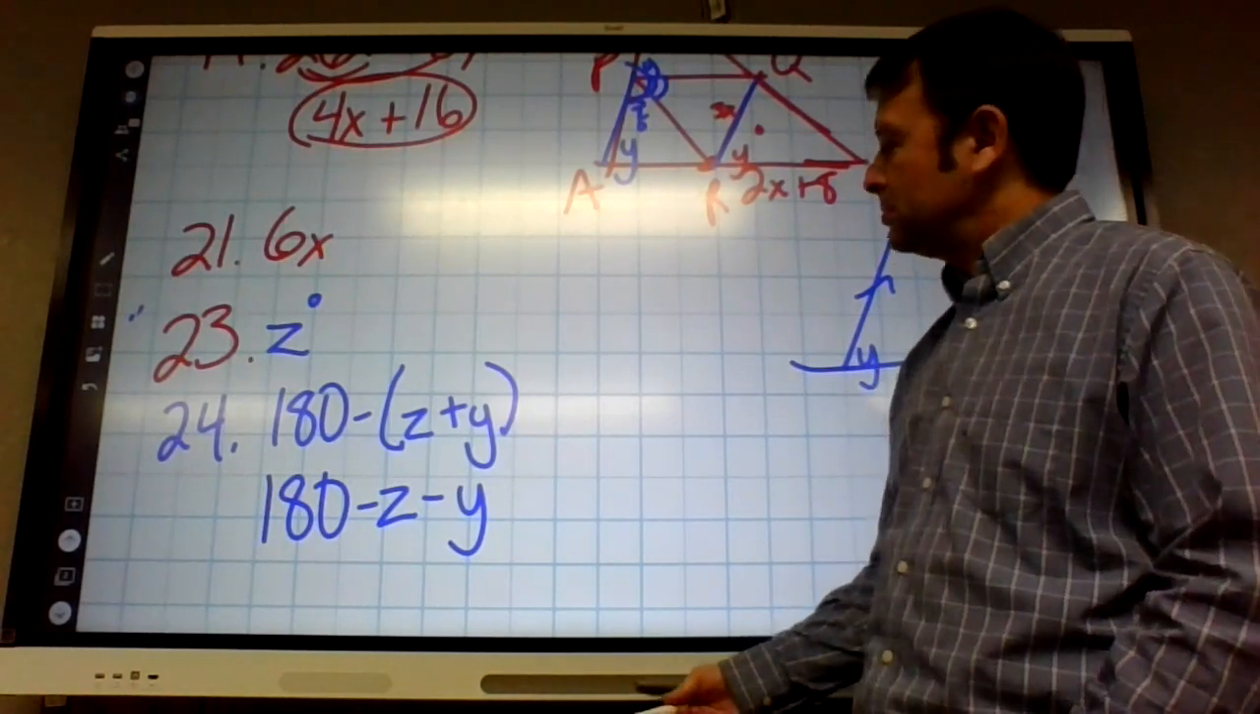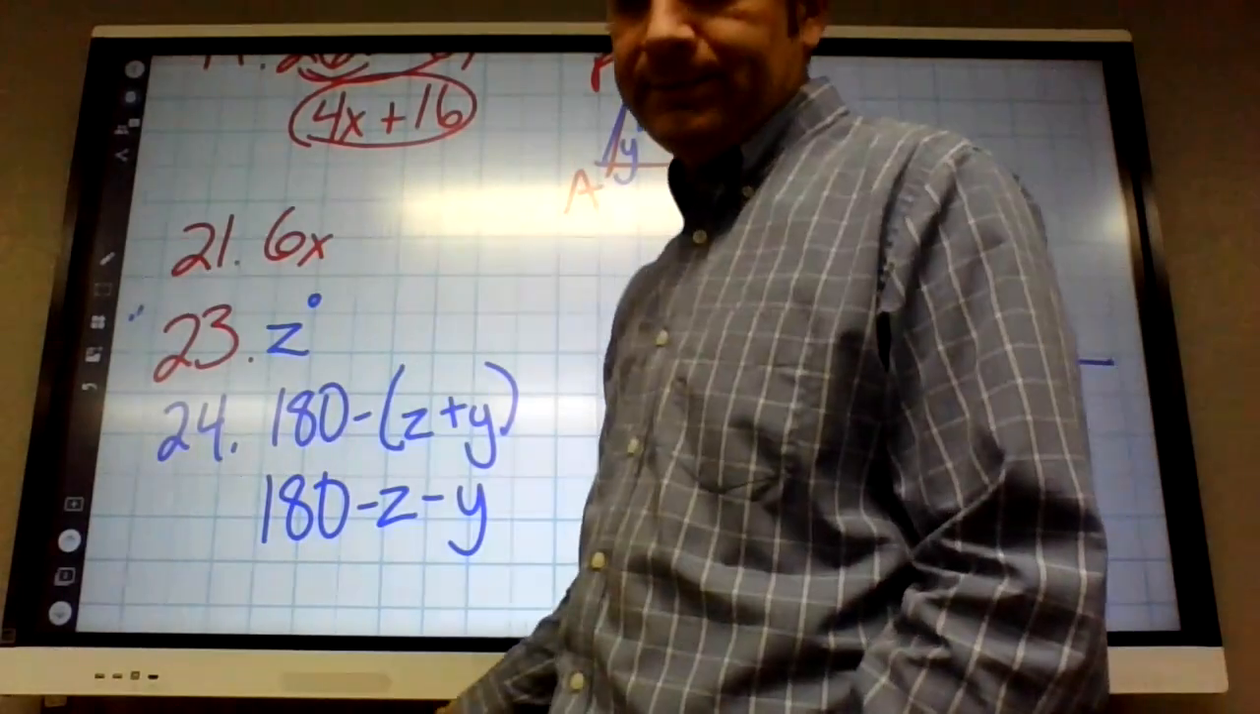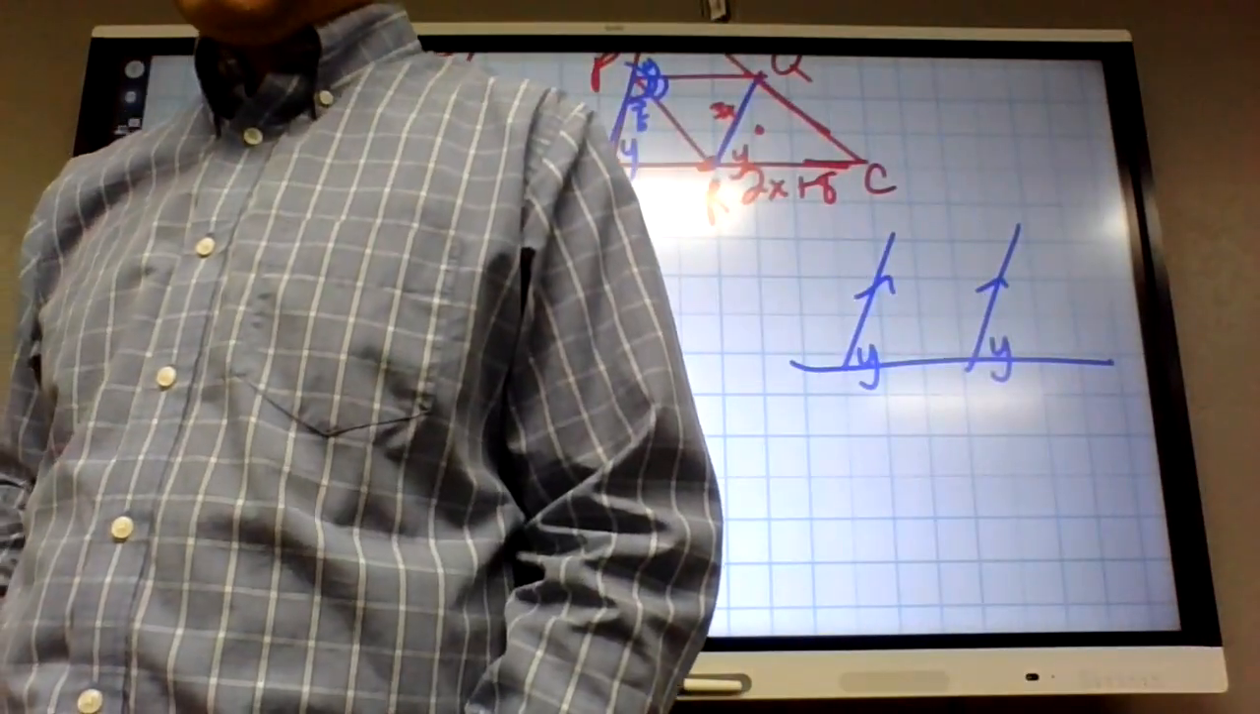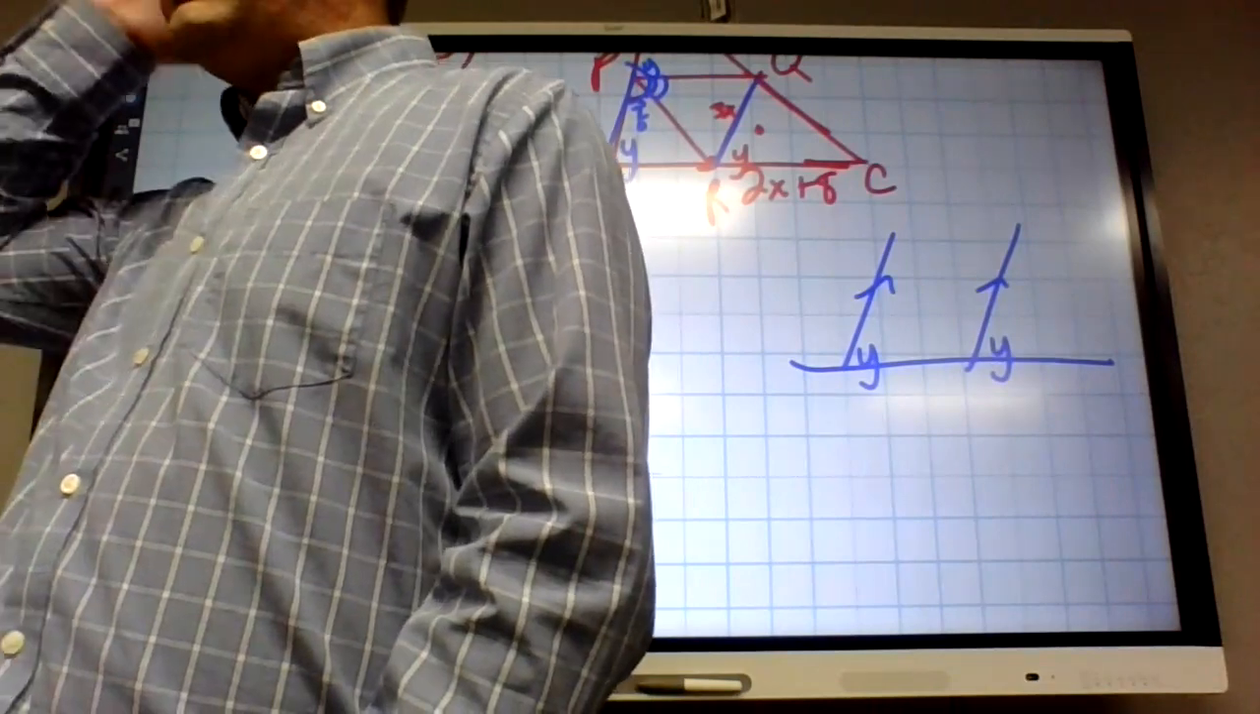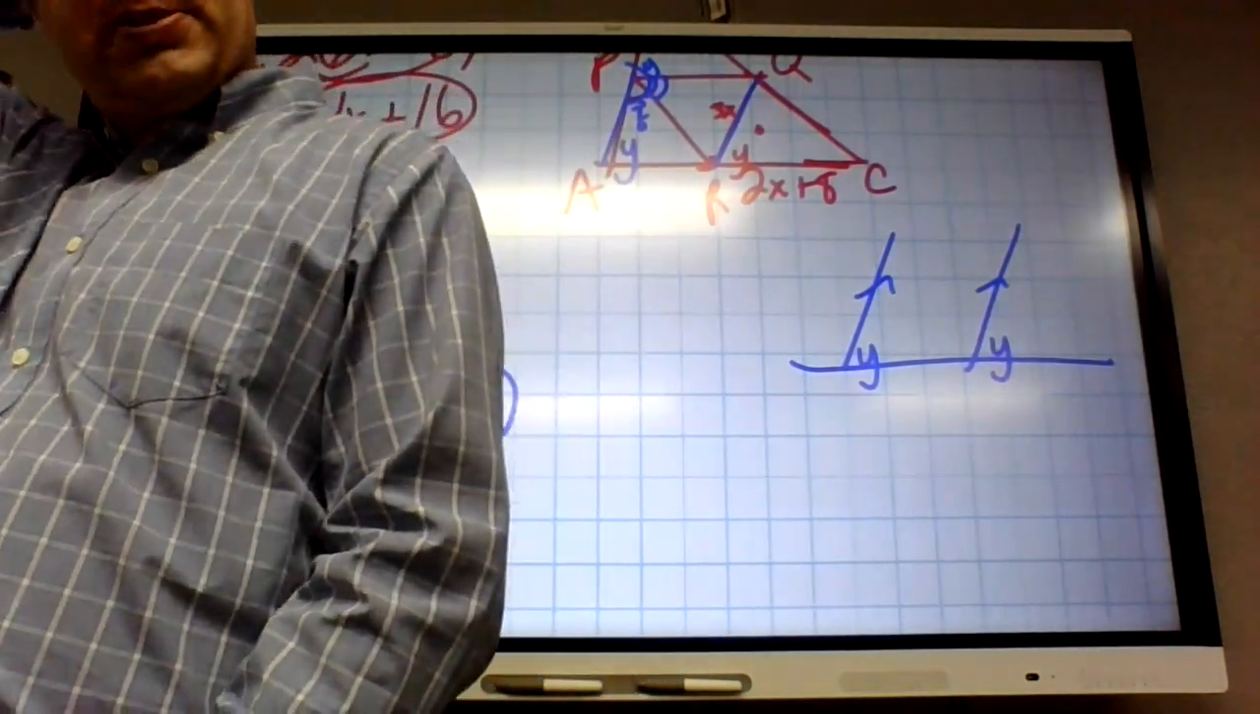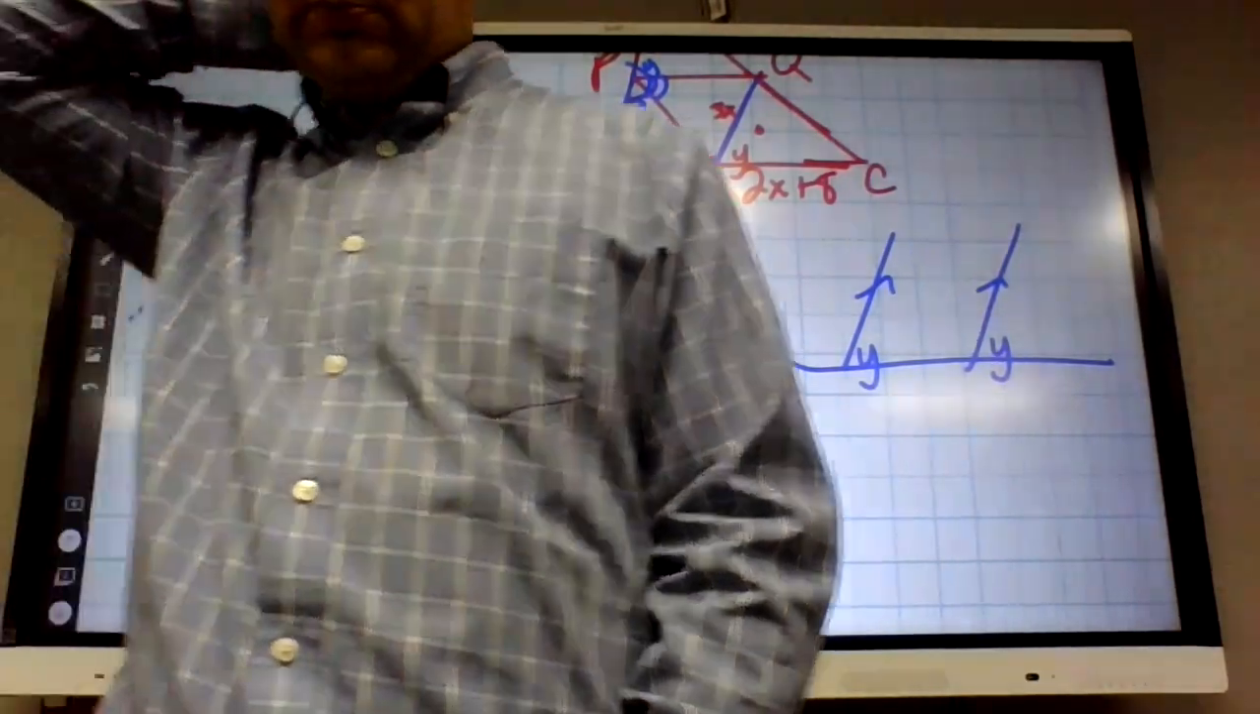Do you solve it, or do you just leave it like this? You can't solve it. All of them are gonna have X's and Y's and Z's.